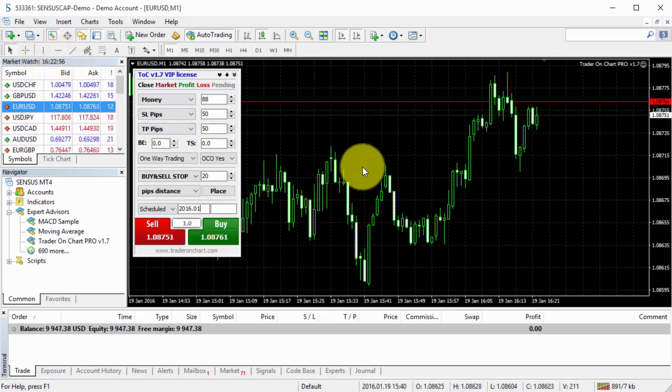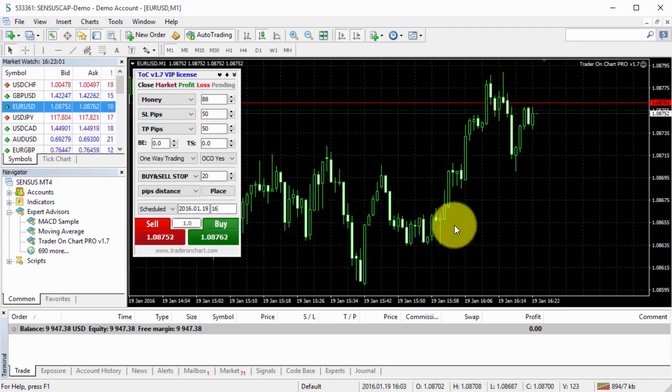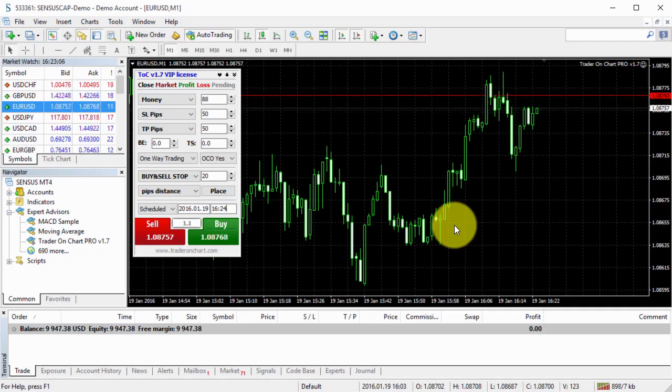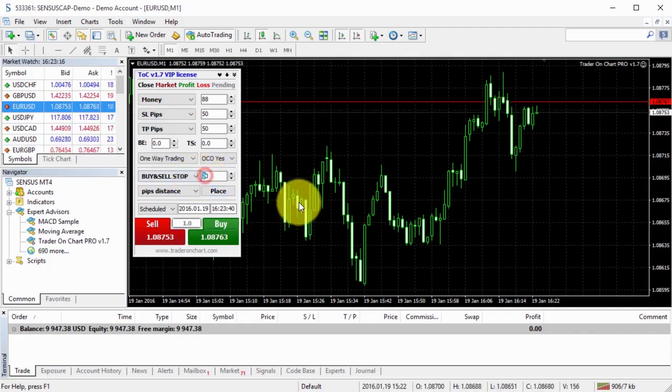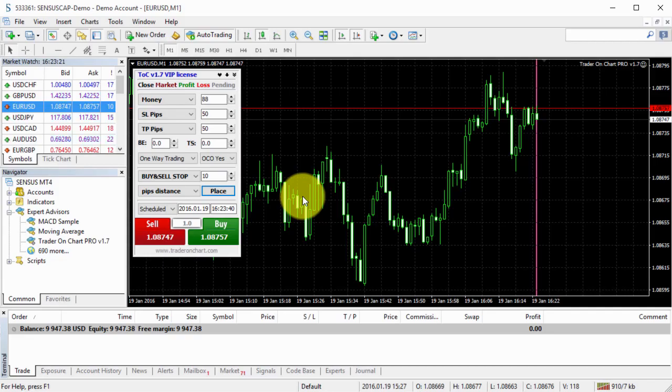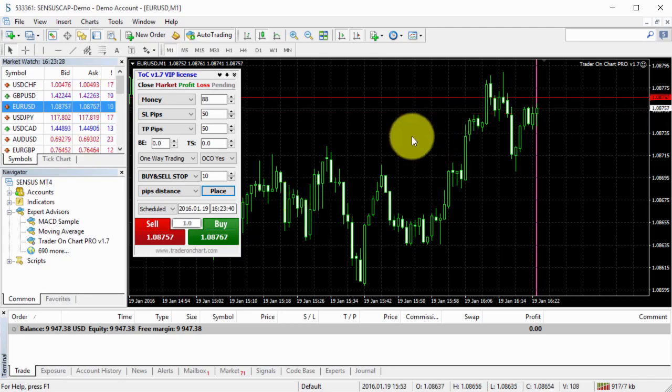So it's January 19, and it's 16:24. It actually works with seconds, so I can do 23 and, for example, 40. And then I can say, place my 2 pending orders 10 pips from the distance that it will have. So I click the place button, and it creates this horizontal purple line, and it means there's a scheduled order.